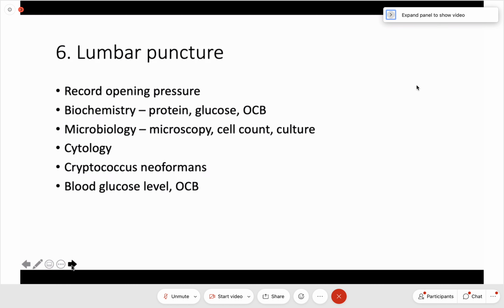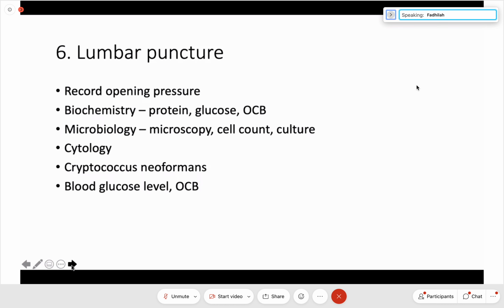Alright, so you need to record opening pressure. This is very important. Once you already punctured the spine and you forgot to do manometry, that's it. You have to repeat again next time, right? And then the CSF analysis, you send for biochemistry, microbiology, as well as cytology. And don't forget to send for Cryptococcus neoformans, cytology, and gram staining as well.